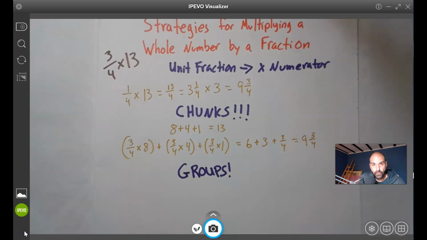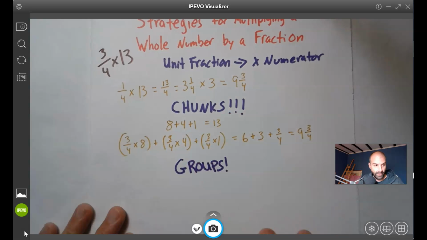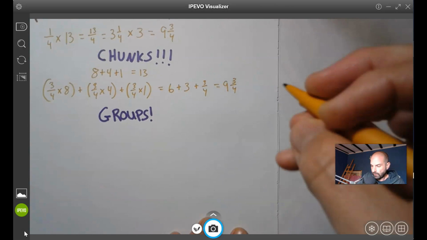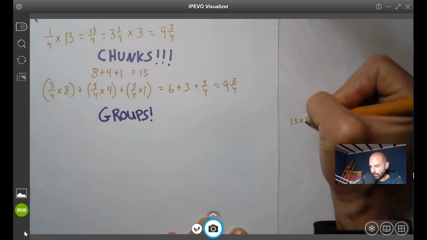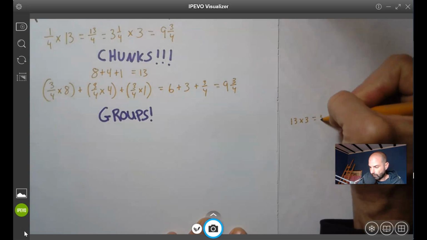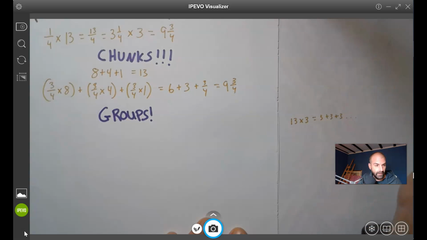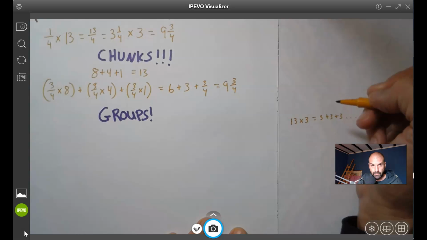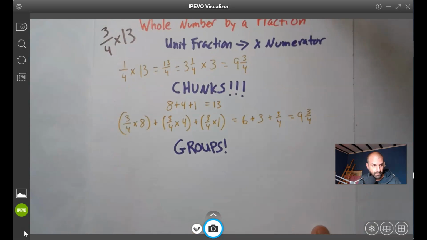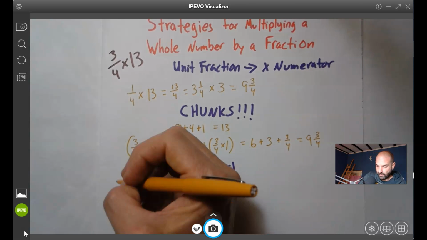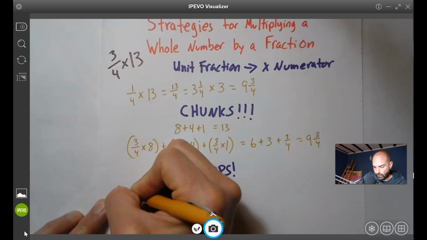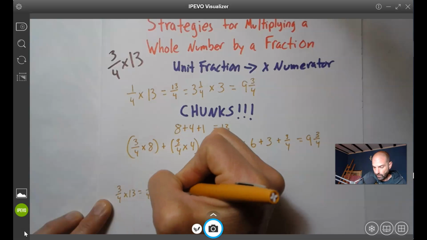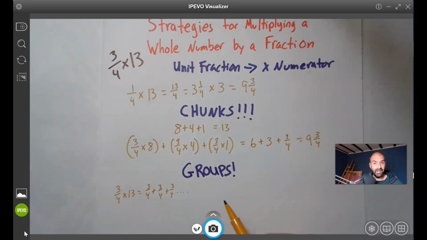All right, we can also think of this as groups. So just like if this was 13 times 3, right? You could think of this as 3 plus 3 plus 3, 13 times. But that's inefficient, right? So then we just go, oh, okay, so this is 3 times 13 is 39. Same idea with fractions, okay? Again, if we're looking at 3/4 times 13, we could rewrite this as 3/4 plus 3/4 plus 3/4, 13 times. Again, inefficient.